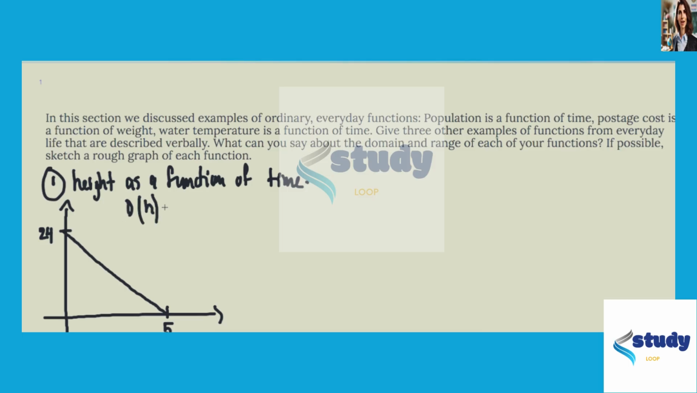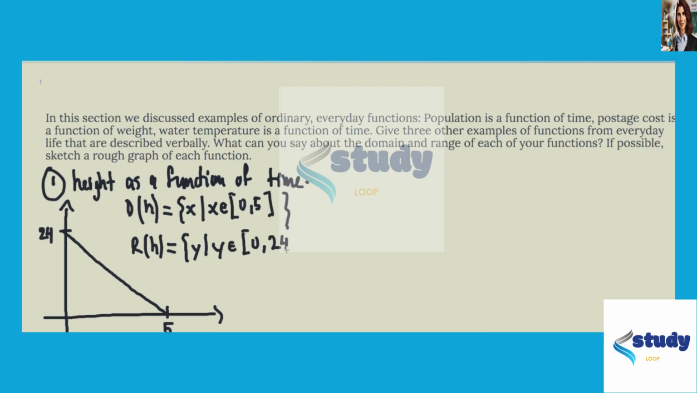The domain of this function, we'll call it height, this height function is going to be the set of all x such that x belongs from time 0 to 5 minutes. And the range of the height function here corresponds to the vertical axis, the height, we'll call it y, the set of all y such that y belongs from 0 inches off the ground to 24 inches off the ground.